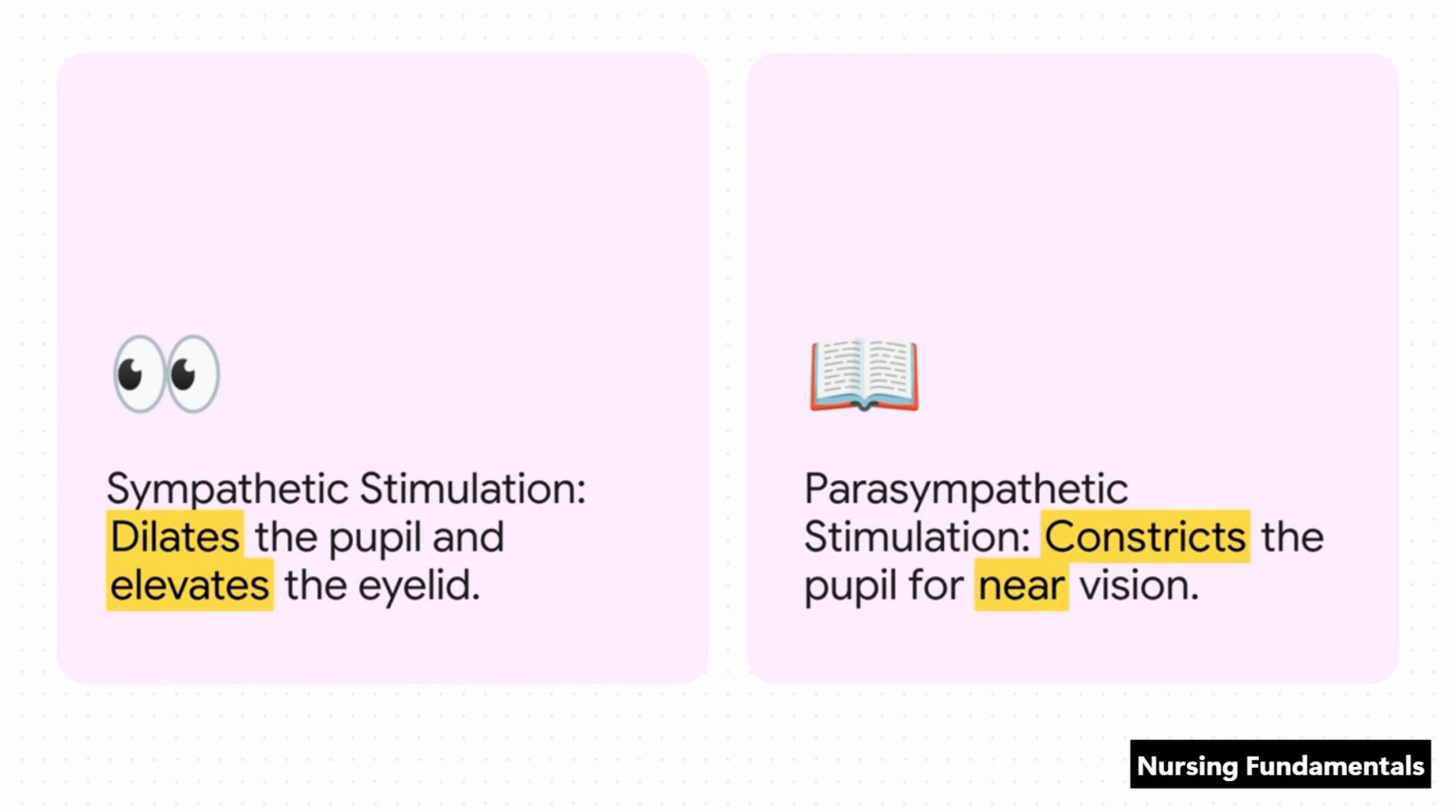You've got the sympathetic system, that's your fight-or-flight mode. If a bear is chasing you, you want your pupils wide open to let in as much light as possible, right? That's dilation. Then you have the parasympathetic system. Think rest and digest. When you're chilling out, reading a book, your pupils constrict to help you focus up close. It's a beautiful little balancing act.